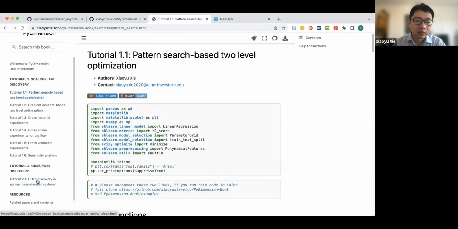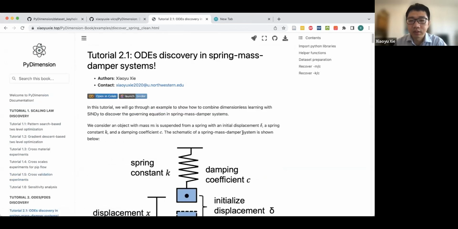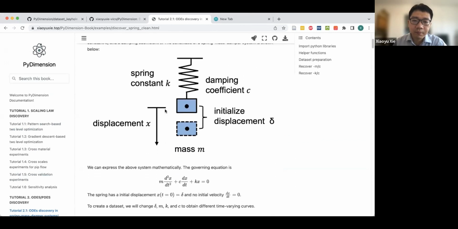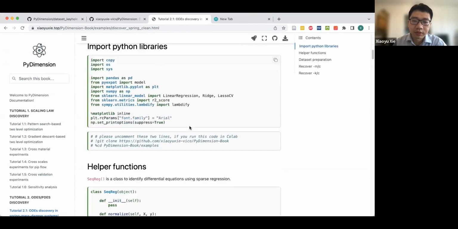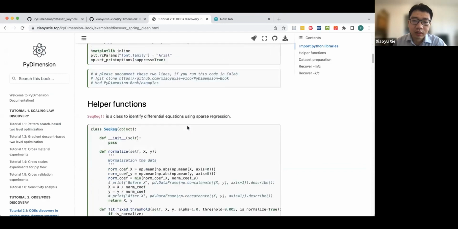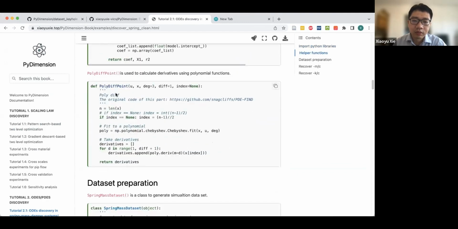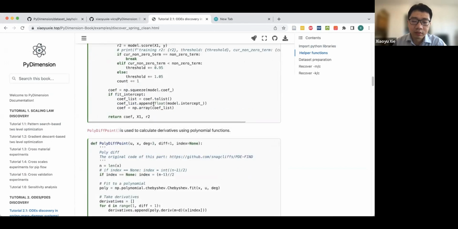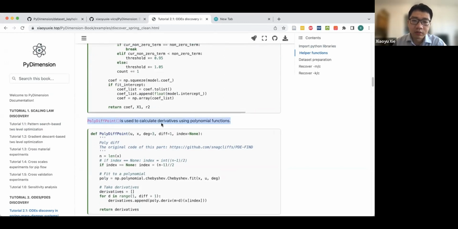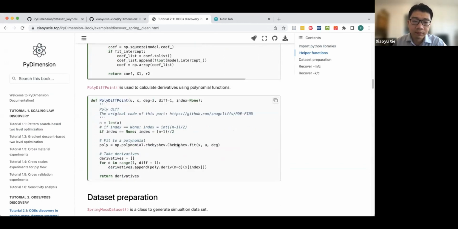Another example is ODE discovery for a spring-mass-damper system. You can go through this one. Basically there are some descriptions and imported libraries. This class is firstly to implement a sparse regression, and second, this one calculates the derivatives.